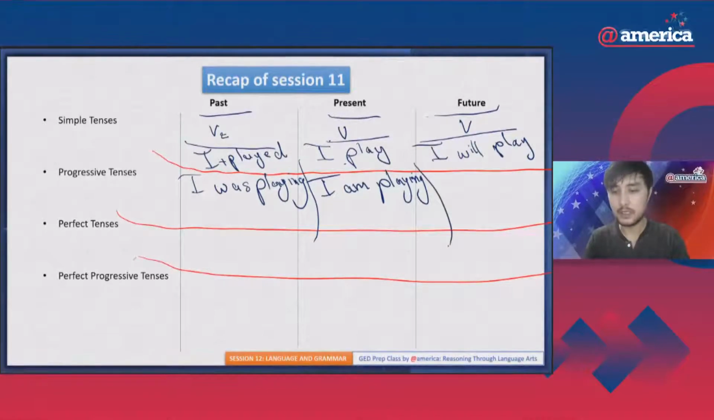And for the future, again, you say, I am going to be playing, or I will be playing. So for the future as well, we will need two types of helping verbs. We will need will, or going to, or shall. But we also need the to be verbs. And we can use be as well. Or maybe be is the only one that we can use actually. So then you should say that I will, and then you say be, and then you say playing.